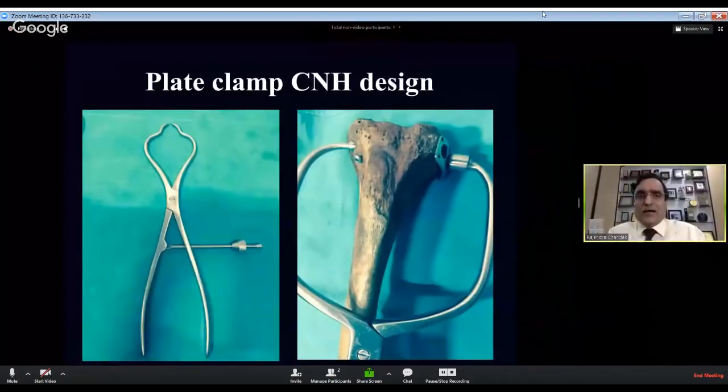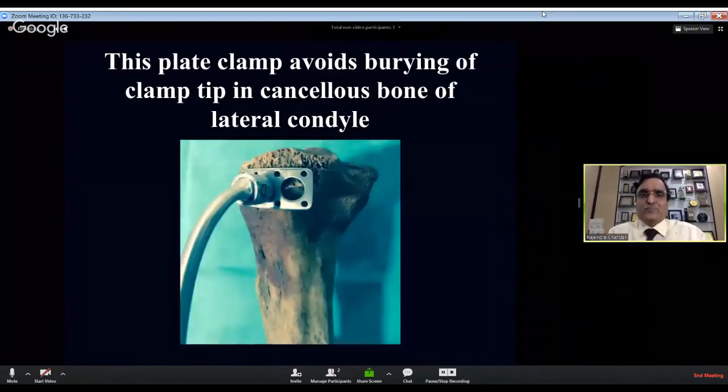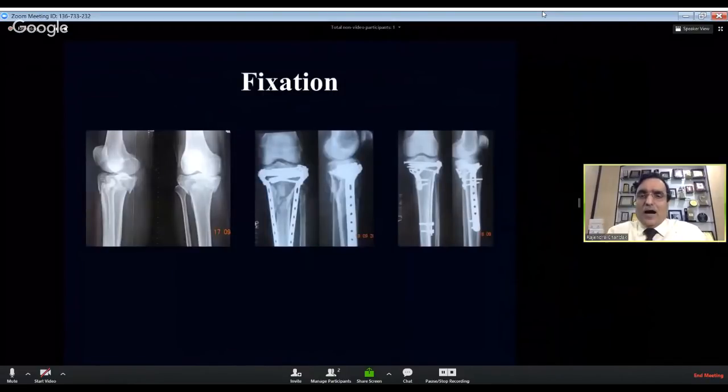This is the clamp design, an omega clamp and a plate clamp. They are very useful in condyle fractures. This clamp avoids burying of the clamp in cancellous bone on the lateral side. After we have done elevation, we have held the reduction, now is fixation. And now we have to provide an effective fixation.